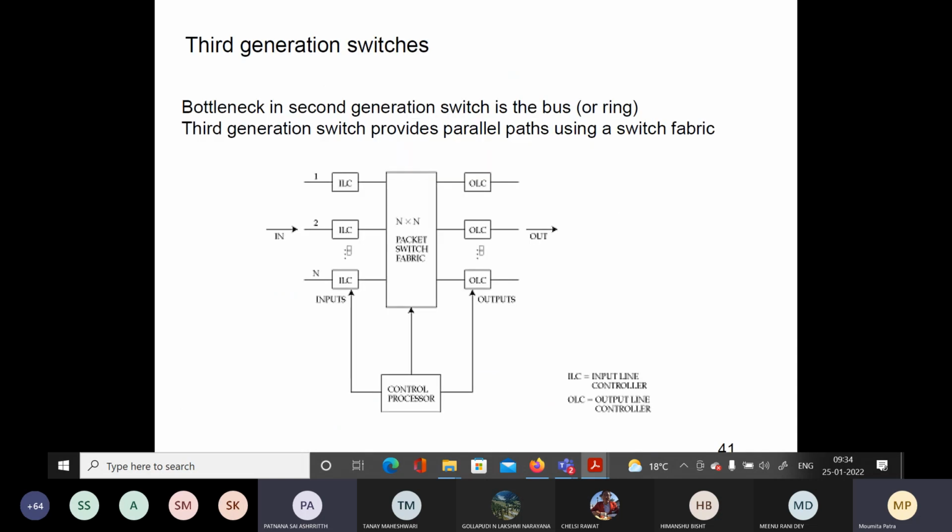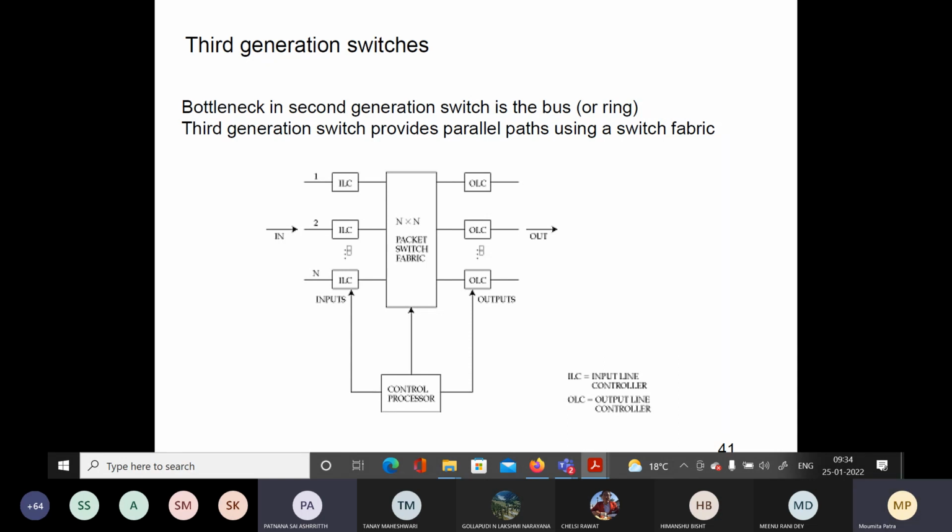Now we come to the third generation switch. In the third generation switch, we came to the idea that instead of having a bus, let's have a kind of switch fabric which will give a number of paths from the input to the output. Okay, so that's what we call a switch fabric. Up to the last few slides, we have seen how many different kinds of switch fabrics there can be, and we have studied that for circuit switches. Now we are going to study that for packet switched networks.